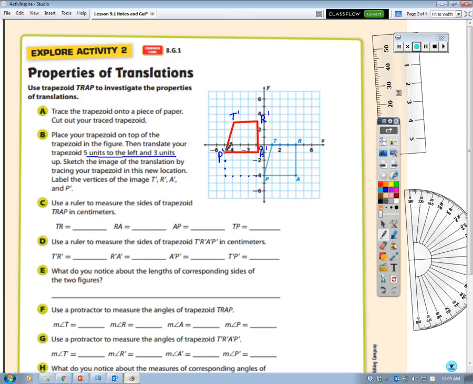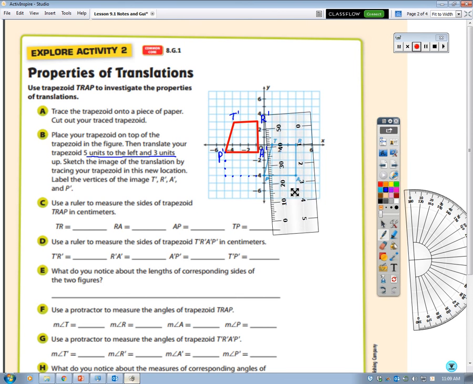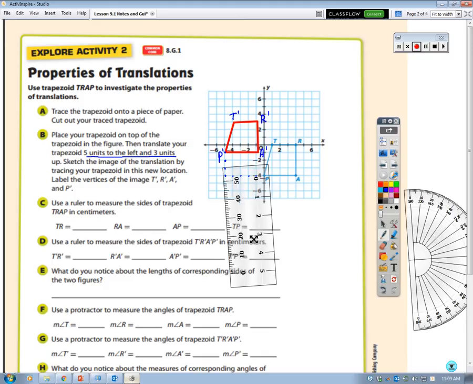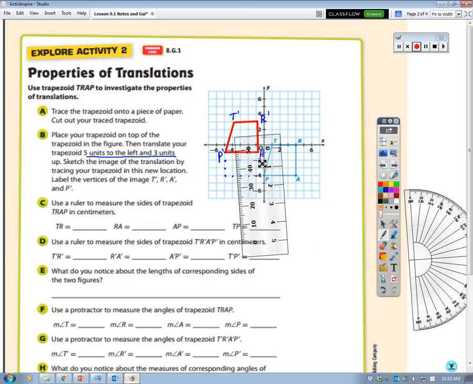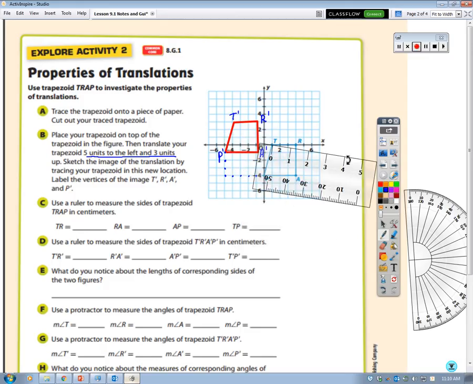Okay? Now we've got to do some measurements. So if you don't have a ruler at home, you're just going to follow along with me. And I've got my ruler. I'm going to use my centimeters to measure this. And the first thing I'm going to do is measure the side lengths of my pre-image, so my initial image here. First thing I'm going to do side TR, then RA, then AP, and then TP. Okay? So I'm going to get my ruler here. I'm just going to place my 0 on my corner, and then I'm going to rotate my ruler.